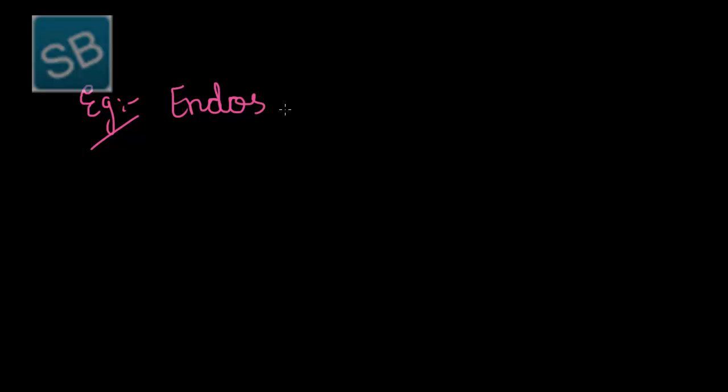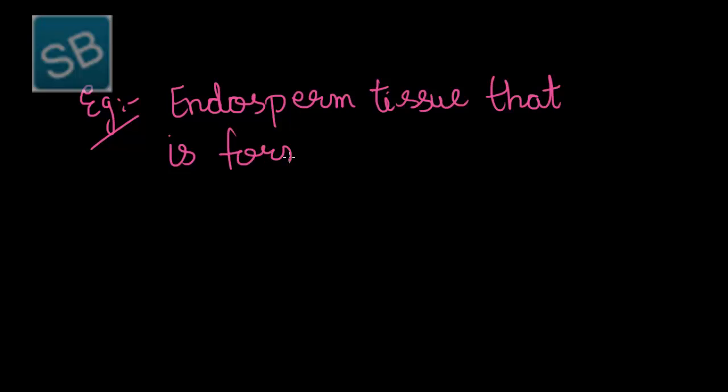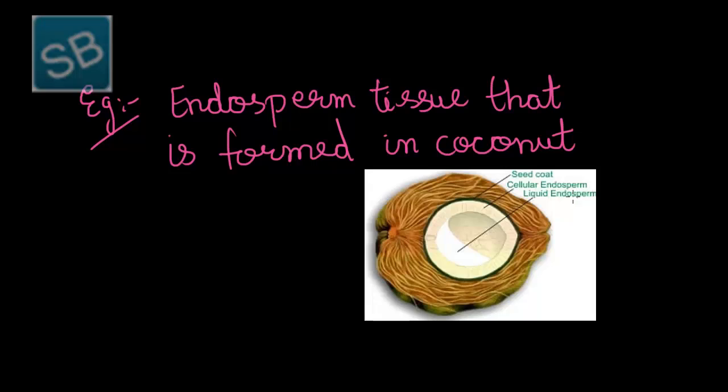For example, the endosperm tissue that is formed within the coconut. Now, as it can be seen from the figure, this is an endosperm tissue present within the coconut. The liquid material or the coconut water present in between is the nuclear endosperm or liquid endosperm. Following it, the hard white outer layer structure, that is kernel, is the cellular endosperm.